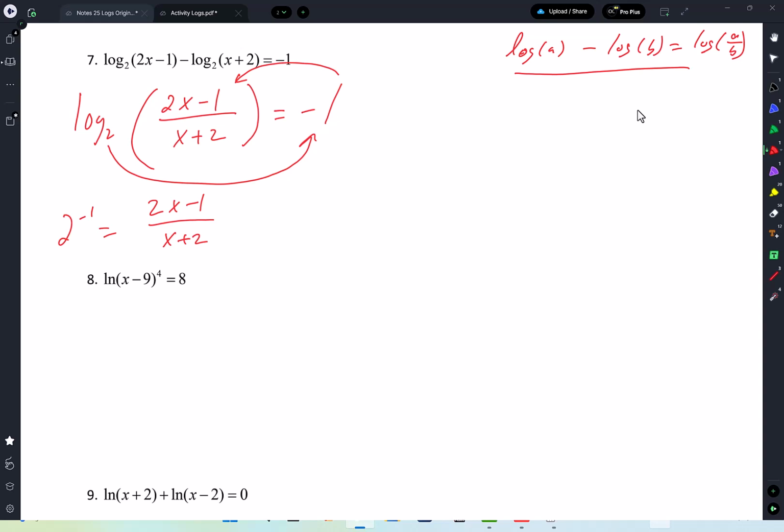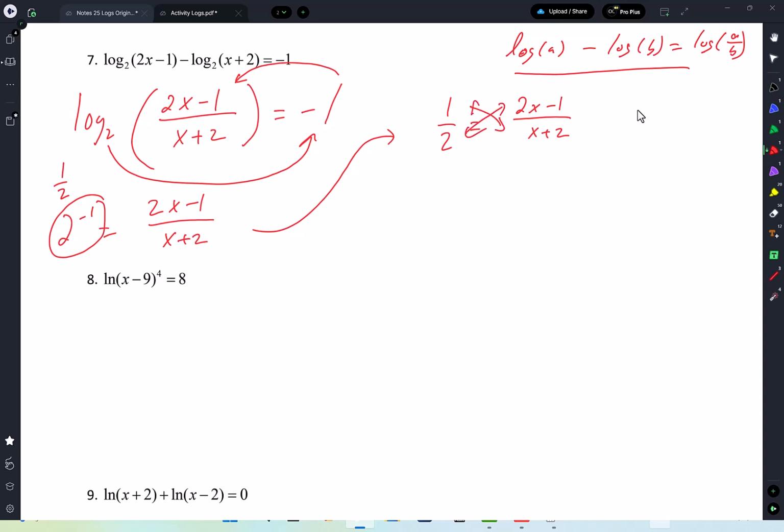Once you get it to look like this, guys, remember your law of exponents. So this right here just means 1 over 2, or 1 over 2 to the power 1. So let's rewrite it like this: 1/2 equals (2x minus 1) over (x plus 2). And I think you guys have been doing cross multiply since you were in 5th grade, at least. Right? So you're just going to cross multiply, guys.